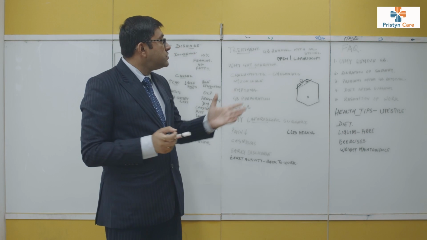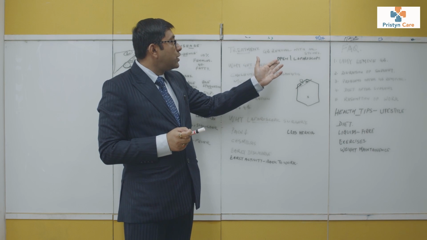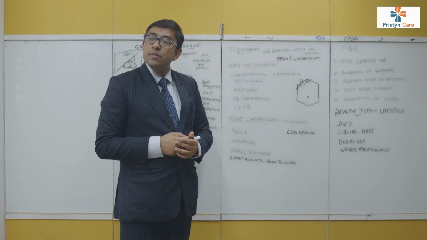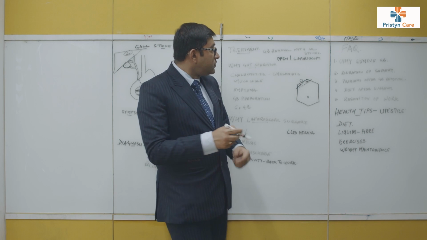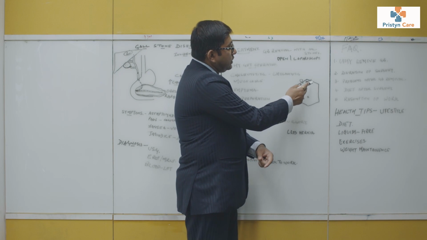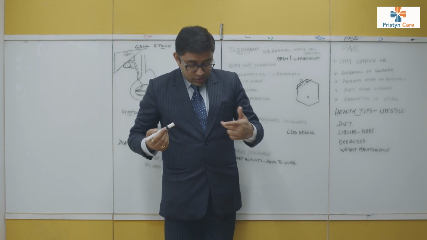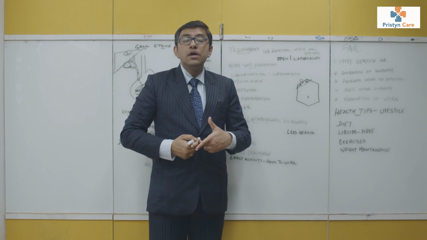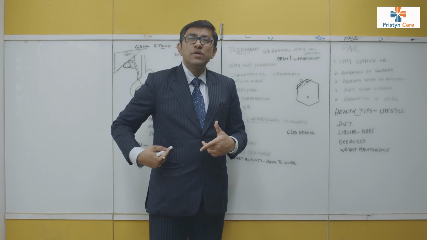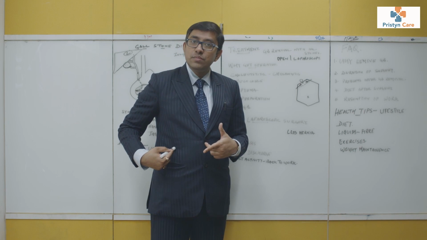This can be done either by open approach or by laparoscopy approach. So in the open approach, here is the gallbladder, and we take an incision like this over the abdomen. It extends from here to here, which is around 8 to 10 centimeters.